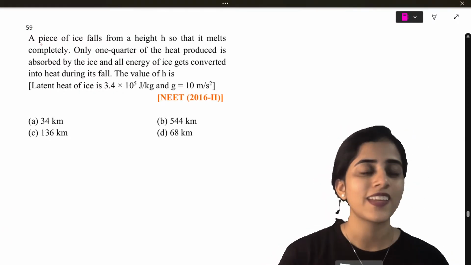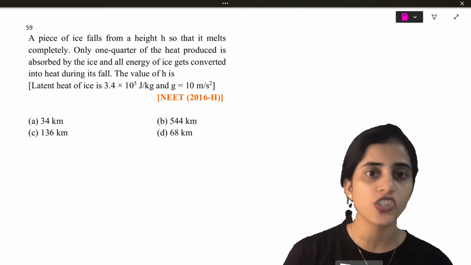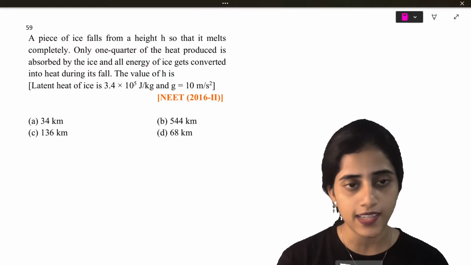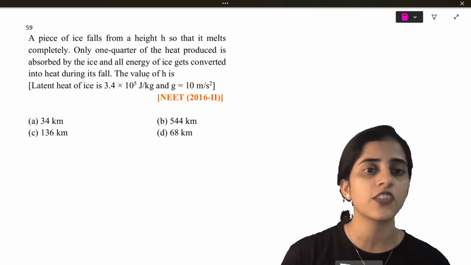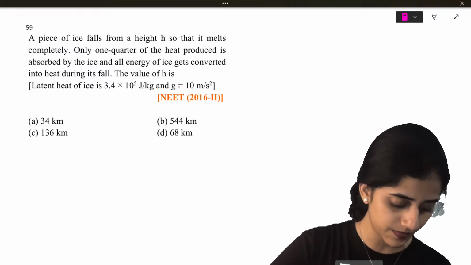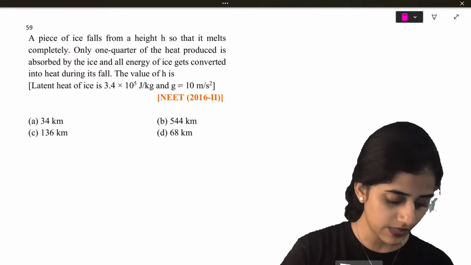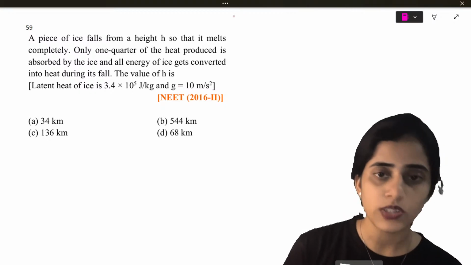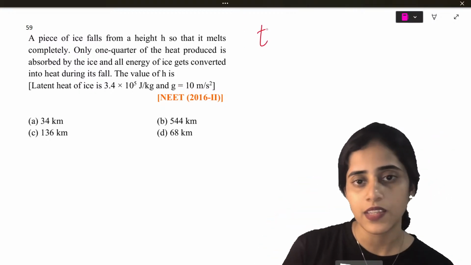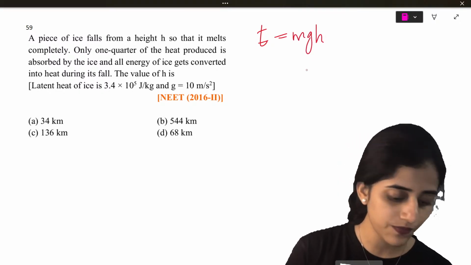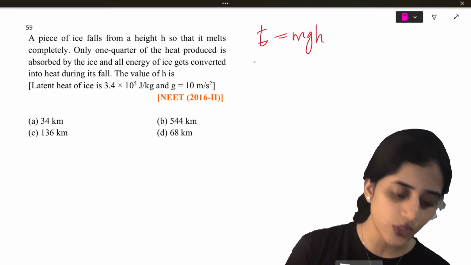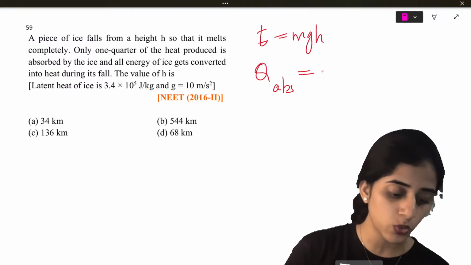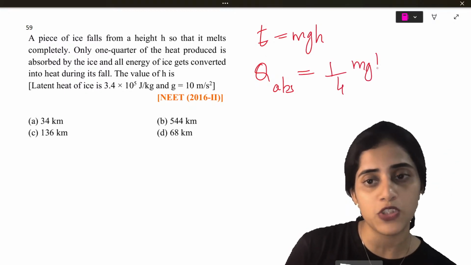Okay. A piece of ice falls from a height h so that it melts completely. Only 1/4 of the heat produced is absorbed by the ice, and all energy of ice gets converted into heat during its fall. The value of h is? What is the first step? When it's falling, the energy would be equal to mgh. Now the heat absorbed by the ice is going to be 1/4 of mgh.